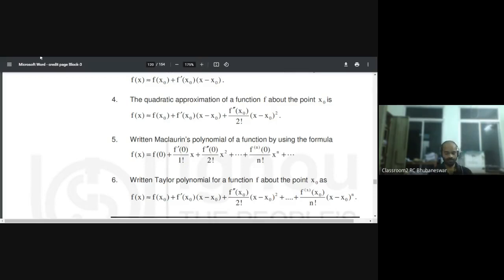So these are all about the higher order derivatives, and we have discussed block number 3, that is all about differentiation. So I'm going for a quick review of what we were discussing in this session.